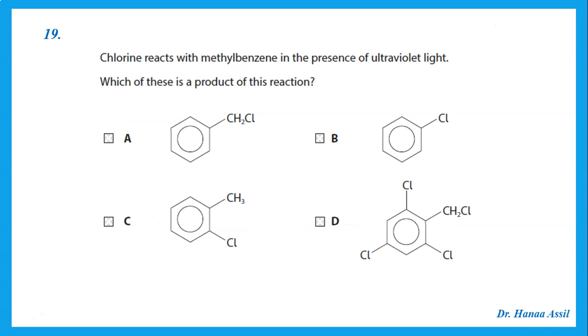Chlorine reacts with methyl benzene in presence of UV light. Again, if we're saying in presence of UV light, then in this case we're going to have this product. Methyl benzene means just a benzene ring with a methyl group, a CH3 group, on it. Now we're reacting that with chlorine. In presence of UV light, we're going to replace one of the hydrogens of the methyl group with a chlorine.